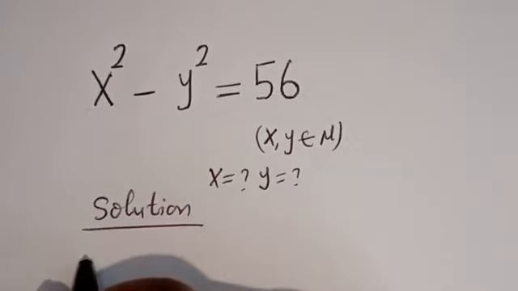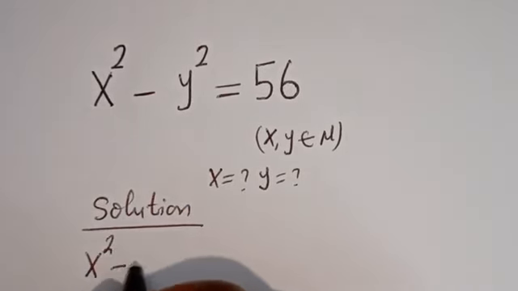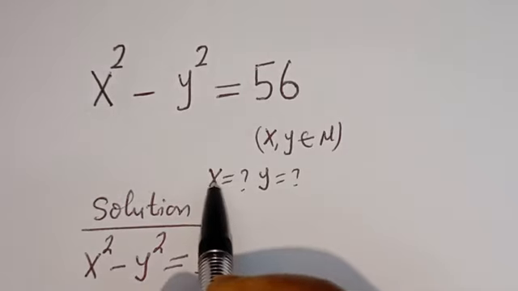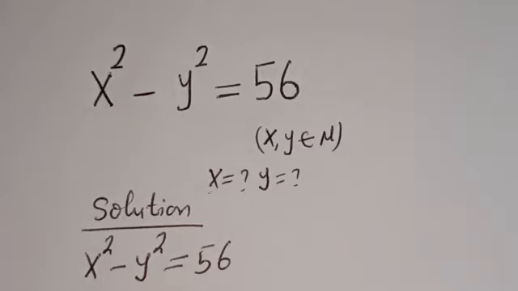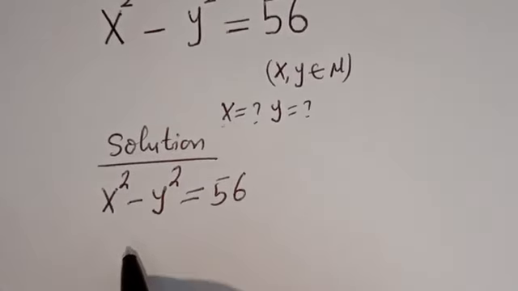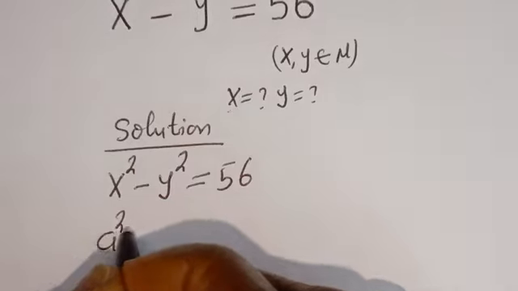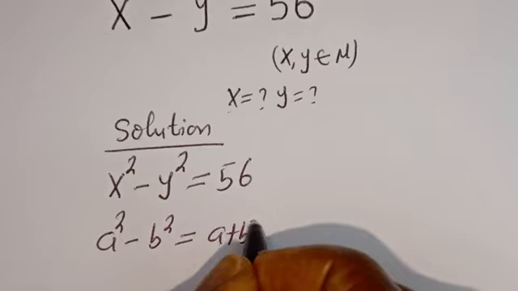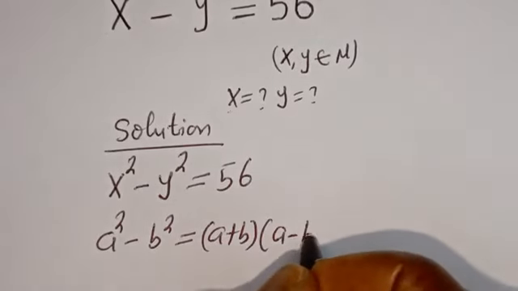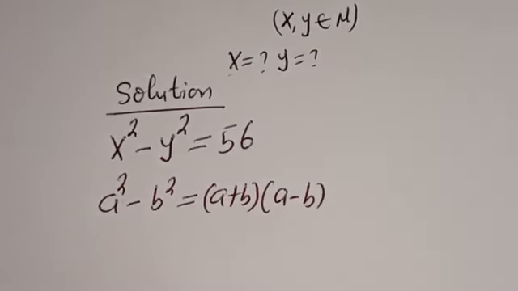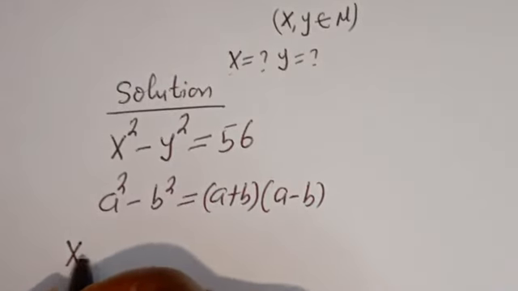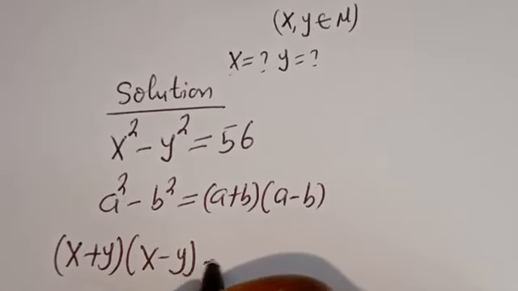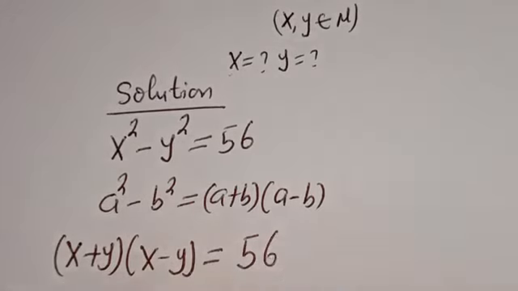Then we have the given equation x squared minus y squared is equal to 56. We want to find the value of x and the value of y. Then this is in the form of a difference of squares. Take note that if you have a squared minus b squared, this is equal to (a plus b)(a minus b). Then this can be written as (x plus y)(x minus y) is equal to 56.